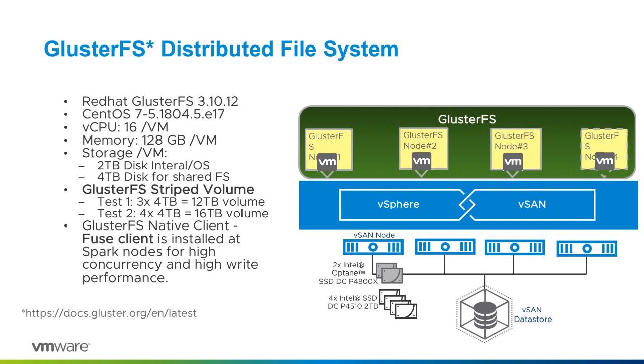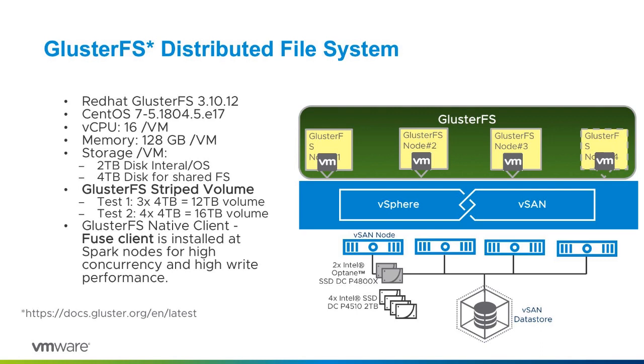For the storage, we have 2 storage disks. One is for internal usage, which is for the operating system. And the other disk is the disk that will be used for the distributed file system. Okay, so the 4 terabyte disk is the disk that is used by each virtual machine for the distributed file system, and the 2 terabyte disk is the internal disk for the operating system usage.